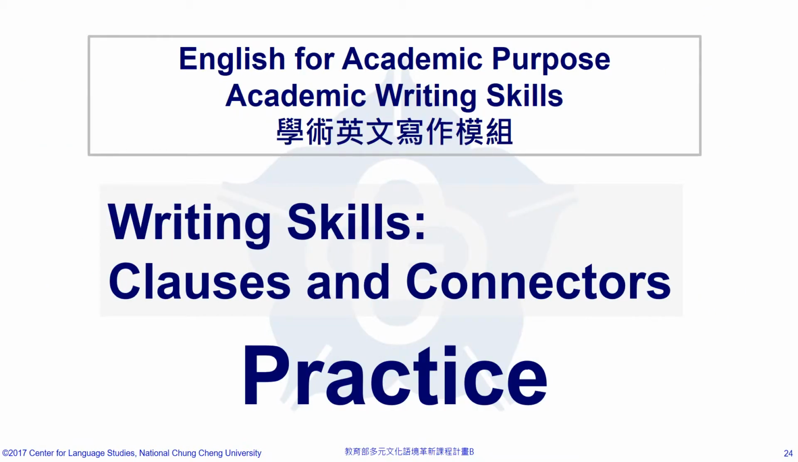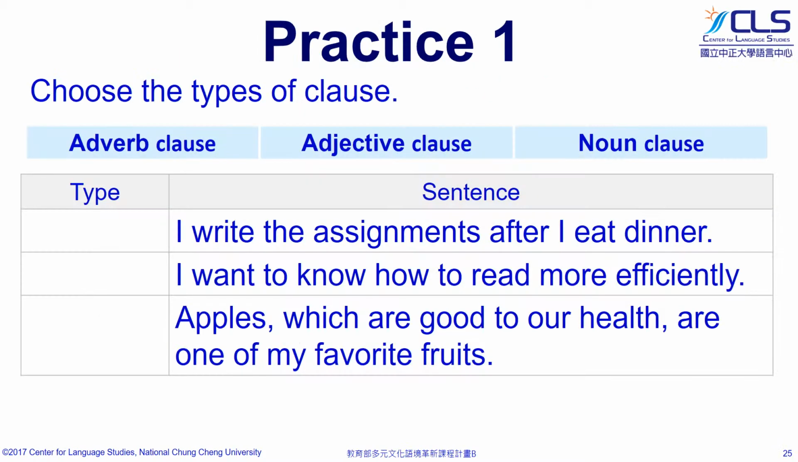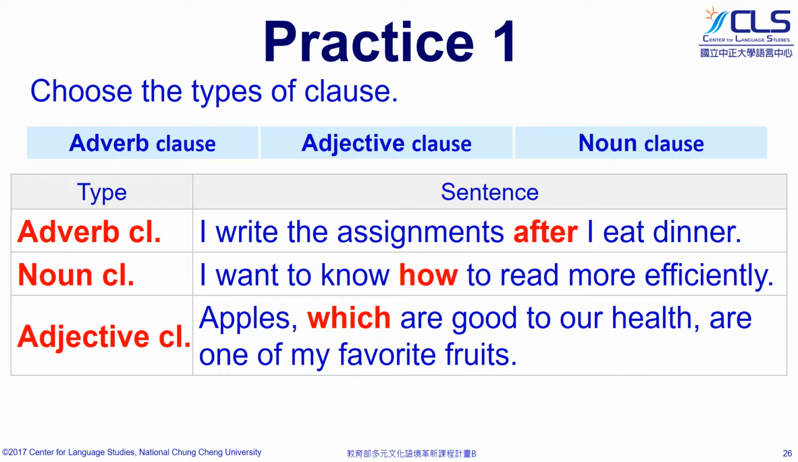We've learned three major types of clauses and the four major types of connectors. Now, let's practice to check out how much we have learned. Please choose the types of clause. Here are the answers. The red words after, how, and which are the connectors for each clause.